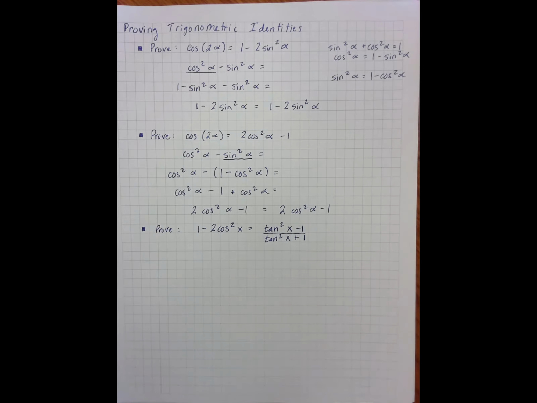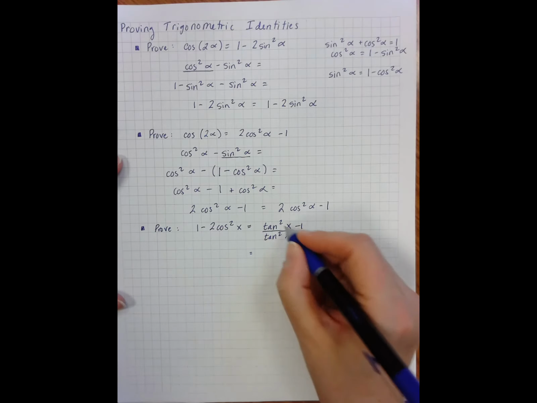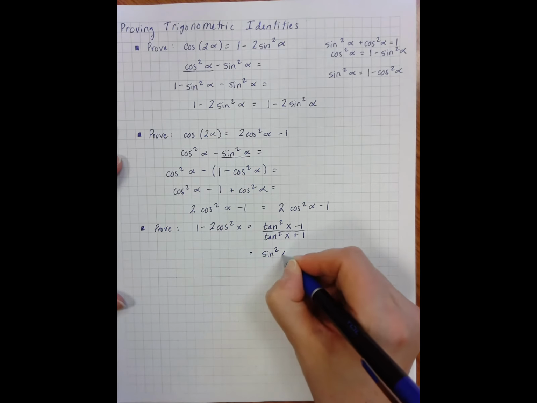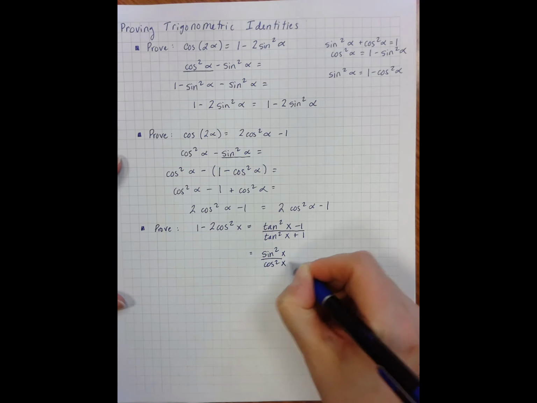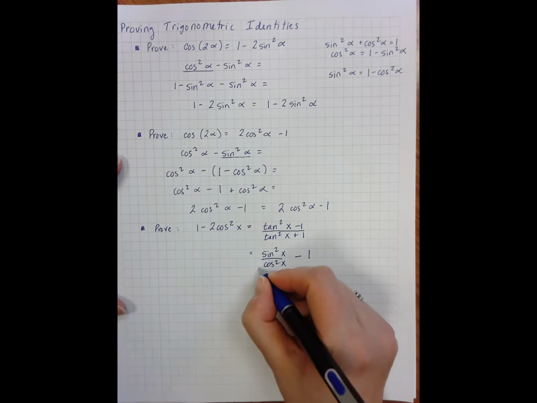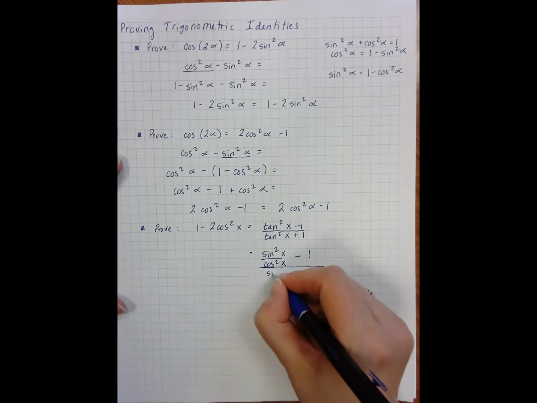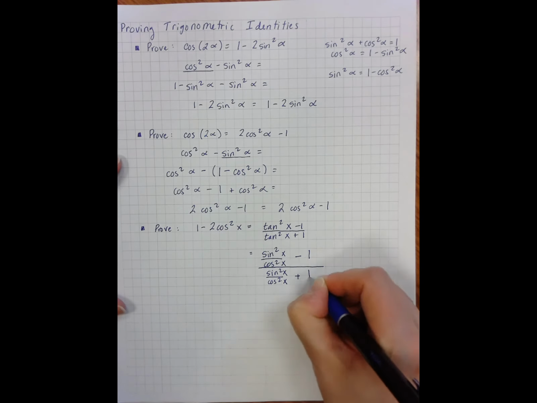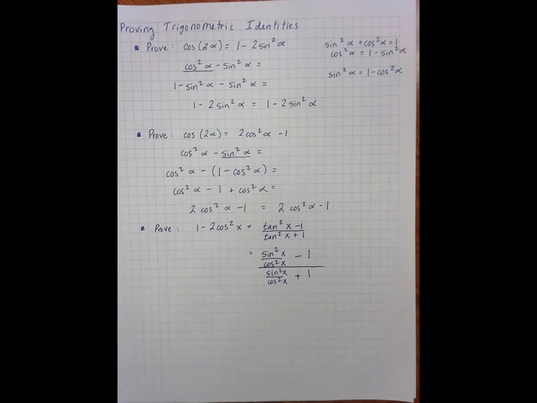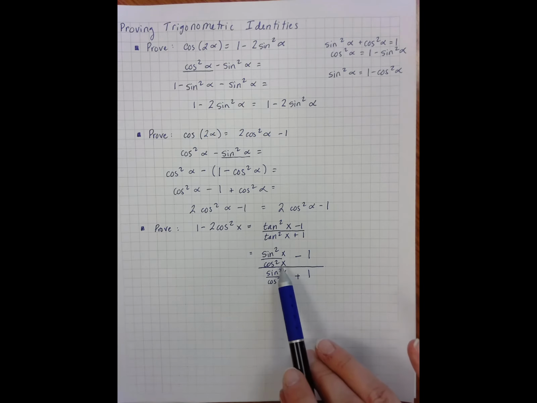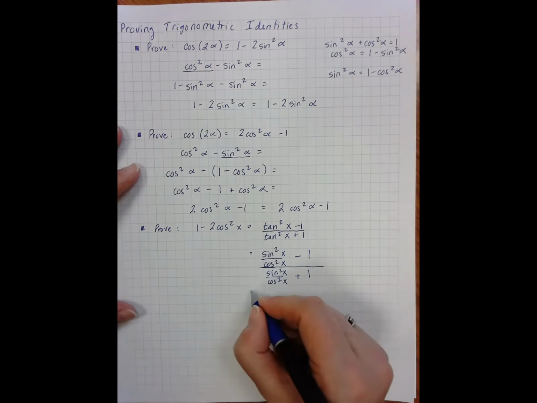I'm going to see what I can do about these tans, because I know that tans can be written as sines and cosines. So I'm going to rewrite this tan squared as sine squared over cosine squared, still minus 1, all over sine squared over cosine squared plus 1. Okay, I'm going to play with this a little bit more. I'm looking at this and these fractions are complex fractions. Let's get common denominators for both of these fractions.